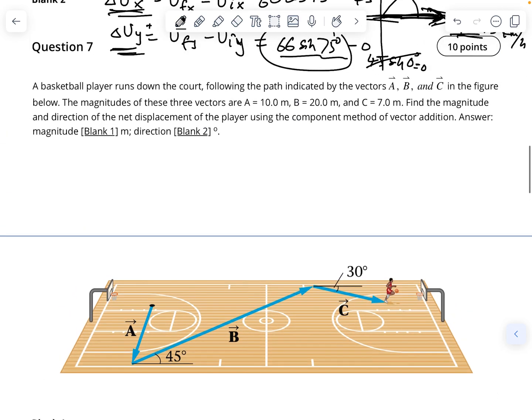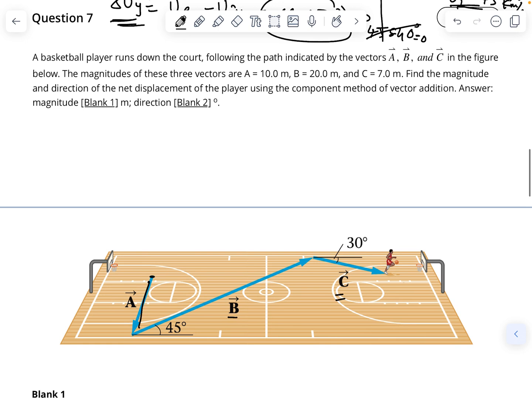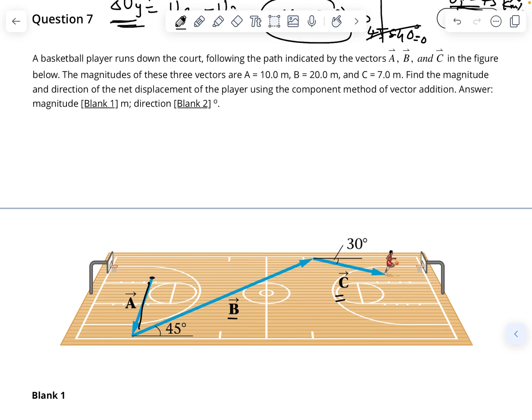All right, a basketball player runs down the court following the path indicated by the vectors A, B, C. In the figure, the magnitudes of the vectors are: A is 10, B is 20, C is 7. Find the magnitude and the direction of the net displacement of the player using the components method, right?